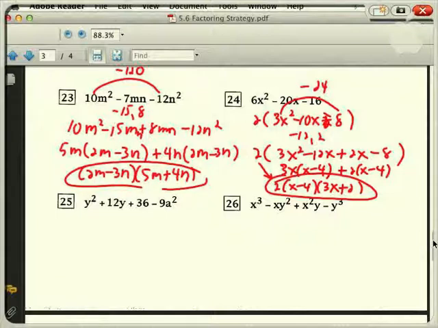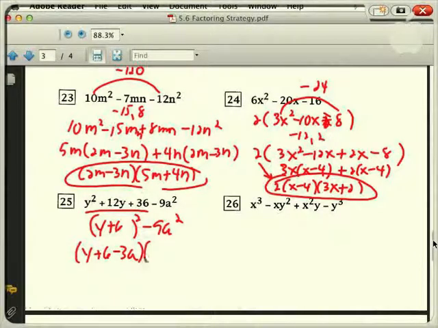Okay, number 25. The first three terms are a trinomial square. We got the difference of two squares now, so it's going to be y plus 6 minus 3a times y plus 6 plus 3a.